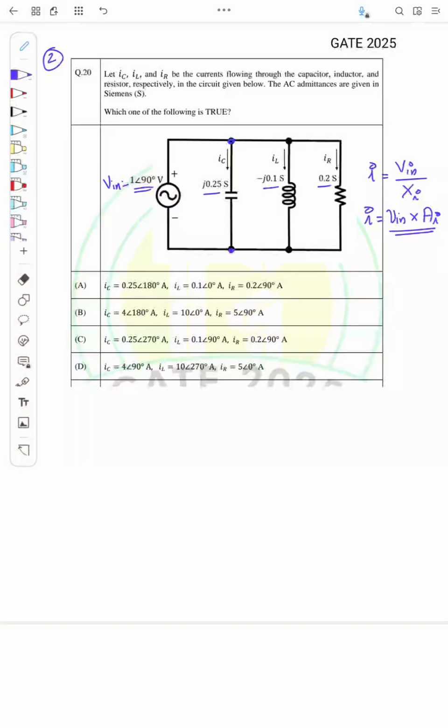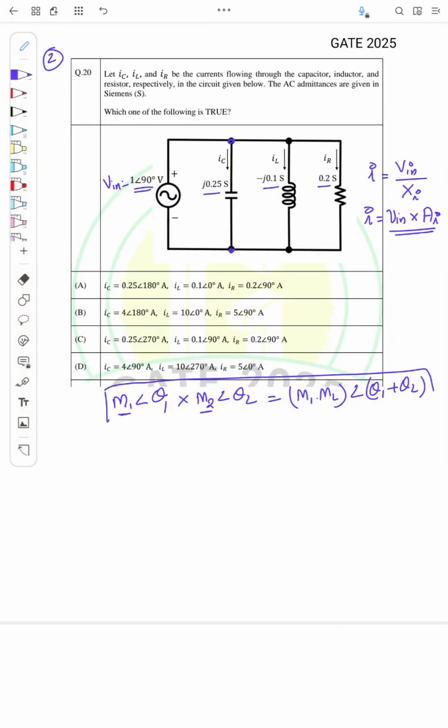Before that, the given voltage is in polar form, that is magnitude and angle, right? So we should note that if two values in polar form, like m1 angle theta 1 and m2 angle theta 2, are multiplied, then the magnitude of the result will be m1 into m2, and the angle will be theta 1 plus theta 2. So this is what we have to keep in mind.